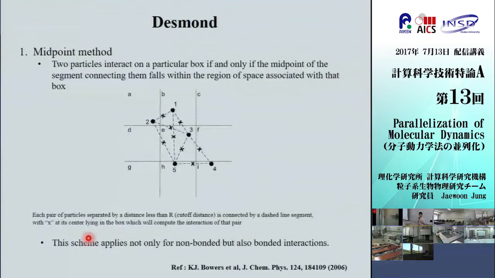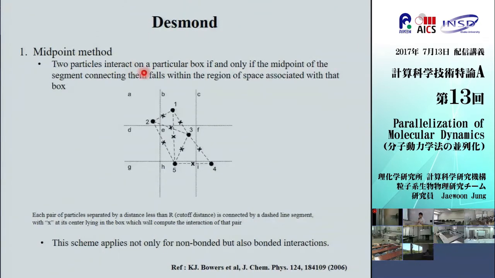And another one is Desmond. Desmond is developed by the David E. Shaw group, which is also very famous for Anton and Anton 2, the world's fastest MD engine. In the D. E. Shaw group, they also make an MD software named Desmond, based on the midpoint method.